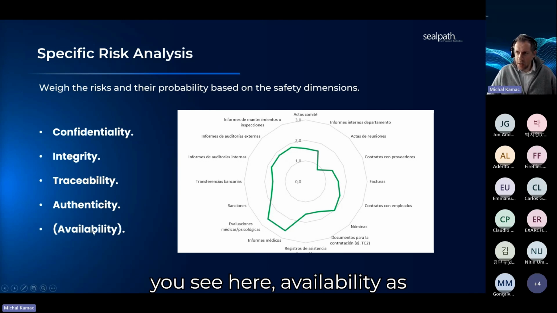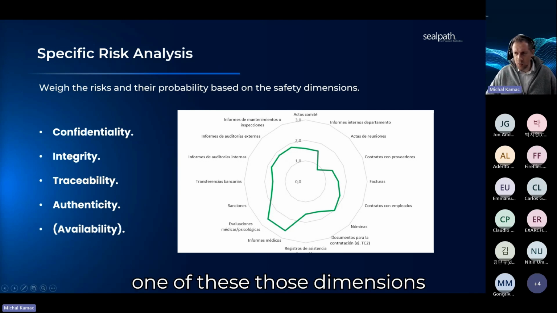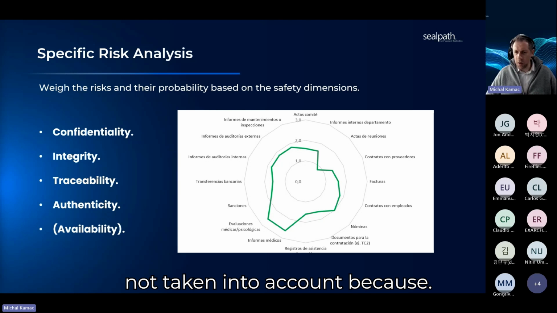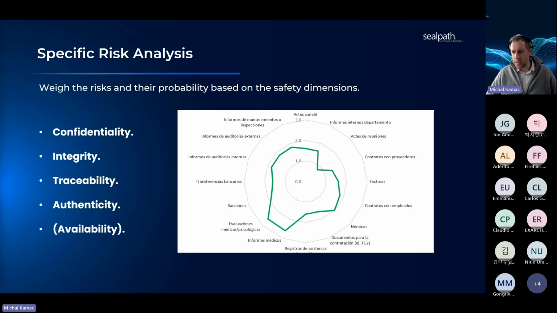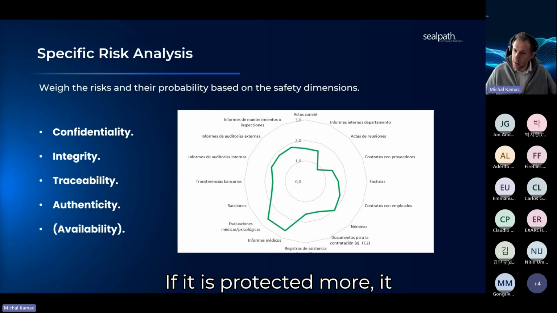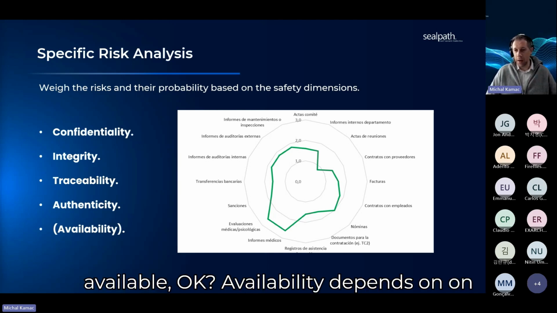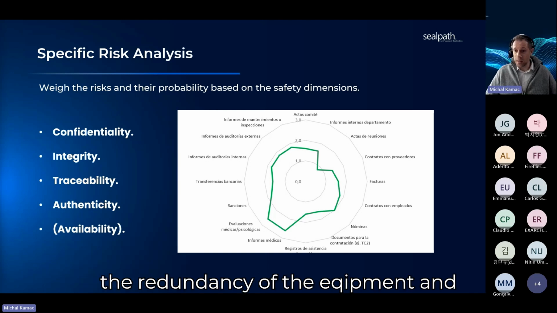As you see here, availability, as one of those dimensions I mentioned earlier, is in brackets, and it is actually not taken into account, because if it is protected more, it doesn't mean that it is more available. Okay, availability depends on the redundancy of the equipment and the system.